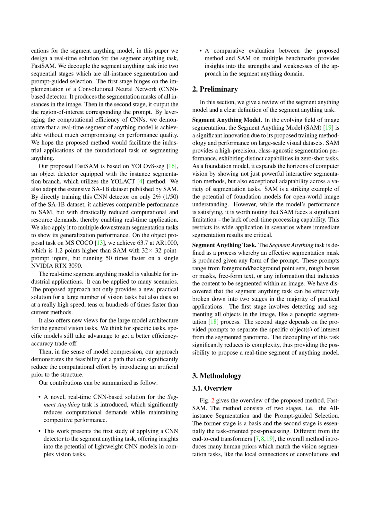Section Summary. The segment anything model is a powerful vision foundation model that can segment any object within an image. However, its practical applications are limited due to the heavy computational resource requirements associated with its architecture. In this paper, the authors propose a real-time solution for the segment anything task, FAST, which decouples the task into two sequential stages and leverages the computational efficiency of CNNs to achieve comparable performance to the segment anything model with drastically reduced computational and resource demands. The proposed approach offers a new, practical solution for a large number of vision tasks at a really high speed and demonstrates the feasibility of significantly reducing computational effort by introducing an artificial prior to the structure.